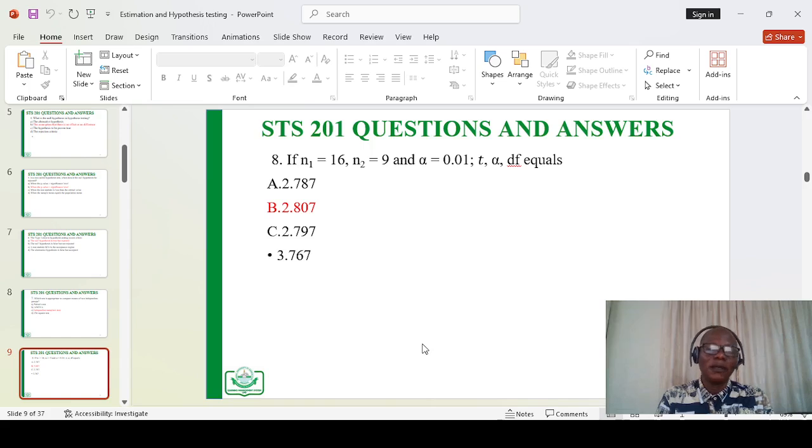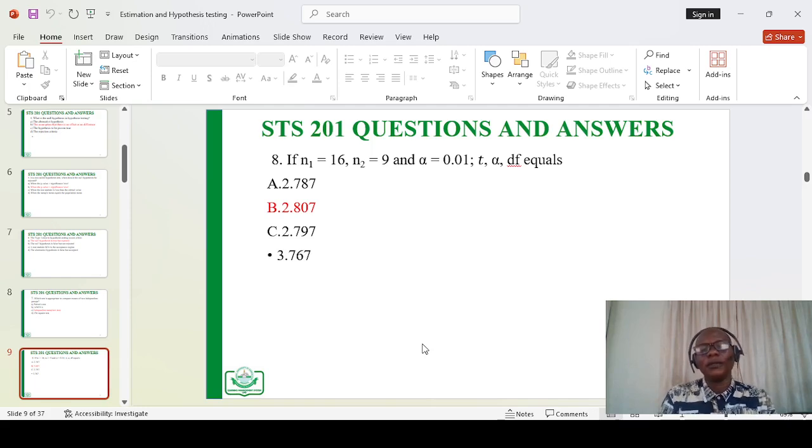If n1, that is the sample size, is equal to 16, and another sample size n2 is equal to 9, alpha is given as 0.01. Alpha is the level of significance. So we want to determine the T alpha, DF. DF means degree of freedom. So in that situation, we are using our statistical table. So T alpha, degree of freedom, we must determine that first, and degree of freedom is equal to the sum of the two sample sizes minus 2. That is 16 plus 9 minus 2.